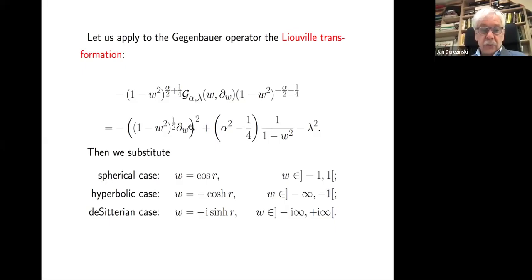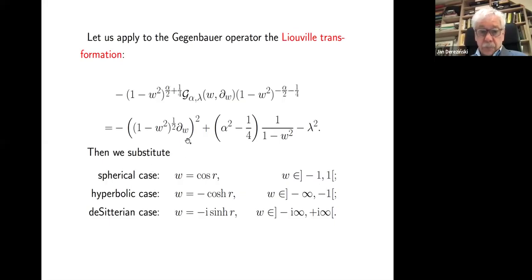Now, then you can make a change of coordinates, which transforms this derivative term into the second derivative with respect to a new variable. And then you restrict this variable to an interval, and you get a Schrödinger operator. This is in the mathematics literature called the Liouville transformation. Apparently it is due to Liouville from the 19th century.